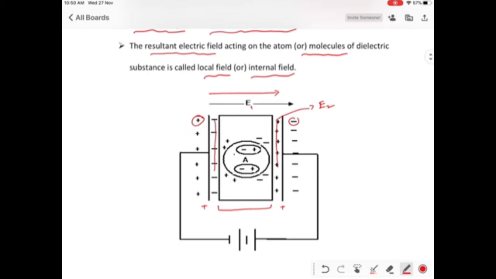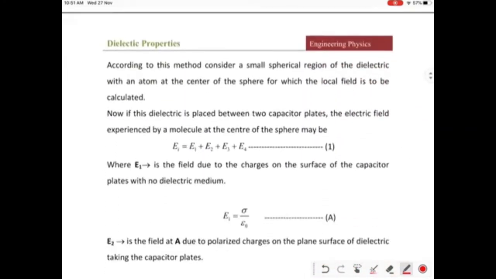And we consider one more spherical surface inside the dielectric material. On the spherical surface also some positive and negative charges are induced. The electric field due to these charges is called E3. And one more electric field is acting at A, because of the dipoles inside. That is called E4. So, a total of 4 electric fields are acting on the molecule present at A. The resultant of all these electric fields is called the local field.